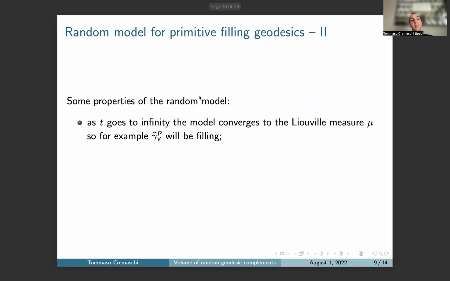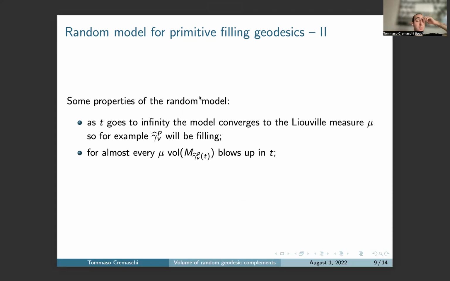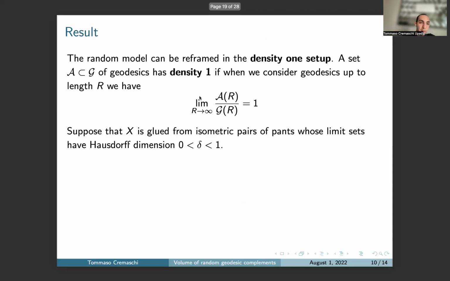Okay, then we check some properties of the model. This is a sanity check: that the model converges to the Liouville measure. So this also guarantees that it's filling. For almost every vector you pick, the volume goes to infinity as the length of the loop goes to infinity. And this in general is not going to be primitive.